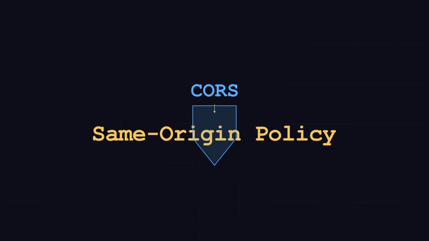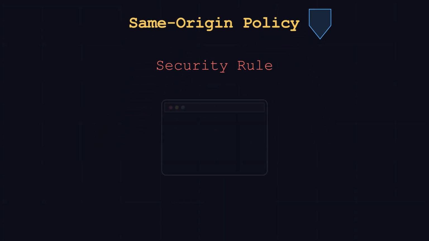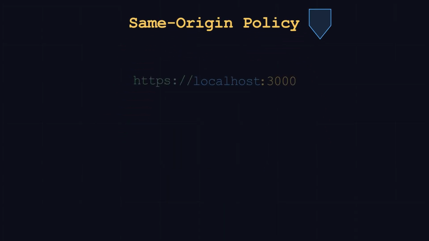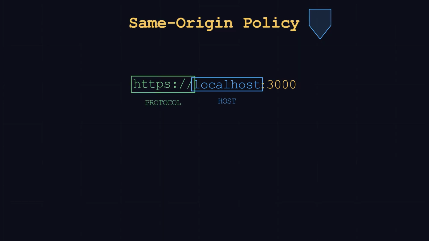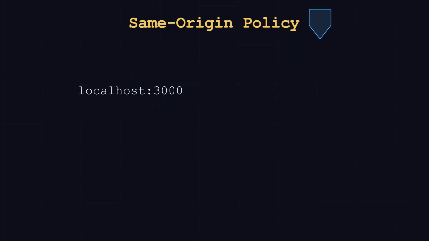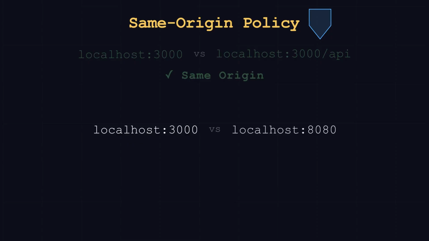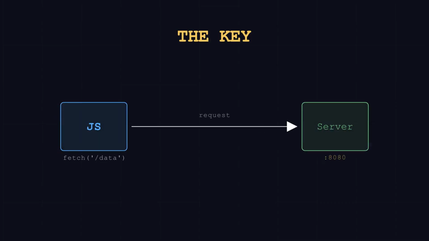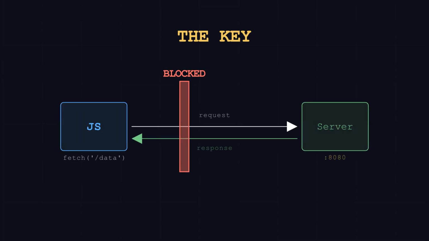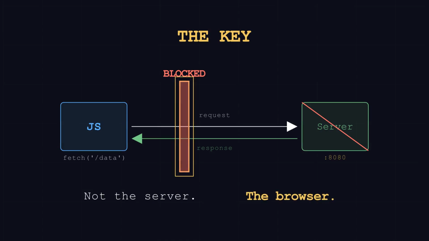To understand CORS, you first need to understand the same origin policy. It's a security rule built into every browser. Two URLs have the same origin only if they share the same protocol, host, and port. So localhost 3000 and localhost 3000/API, same origin. But localhost 3000 and localhost 8080, different origins. The port changed. And here's the key. Browsers block JavaScript from reading responses across different origins. Not the server, the browser.